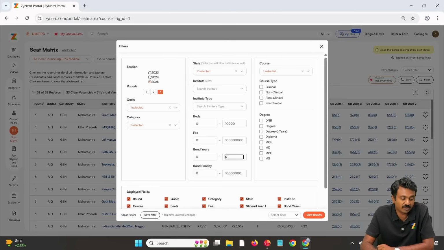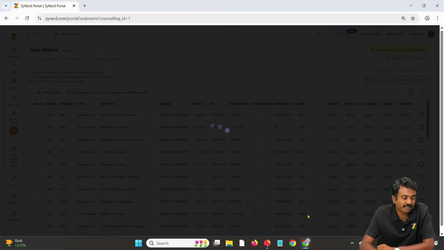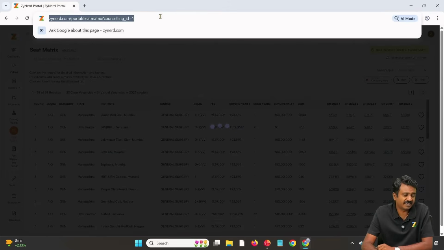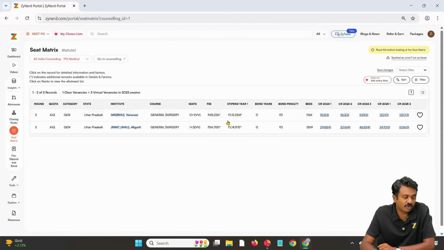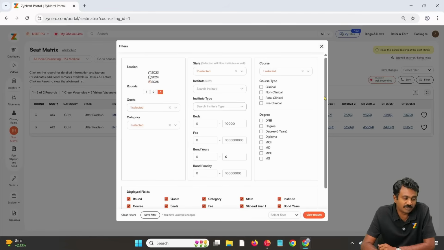In case I say I don't want any state with a bond, then I can filter it out on 0, and what will happen is that you will see only those institutes with 0 bond in the particular specialty that we are looking at. So these are the institutes with zero bond, which are Uttar Pradesh, IMS BHU and Varanasi, Aligarh, which are the only institutes with 0 bond, central institutes. Therefore, they are being visible over here. Now, this helps you in filtering out.